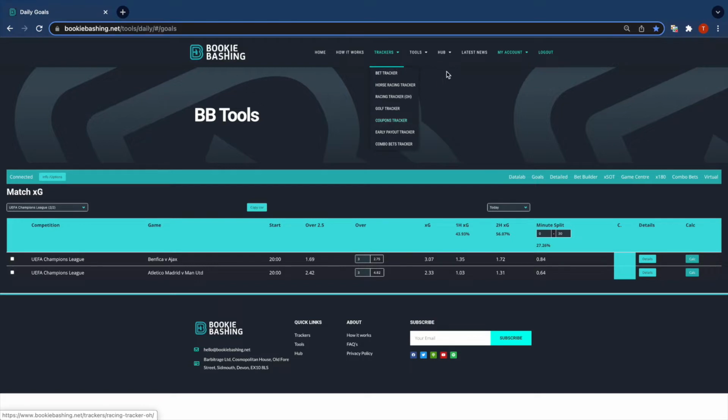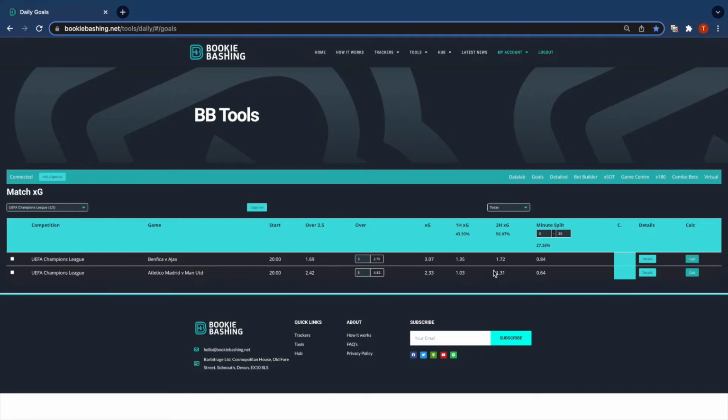We have a coupons tracker and a bet tracker, and to work out a lot of the bets on those trackers, we need to know the expected goals in games. The expected goals come from this Match XG database. Down here tonight, we've got two Champions League games, Benfica and Atletico Madrid matches. We see that the over 2.5 price on the exchange is 1.69 for the Benfica match and 2.42.